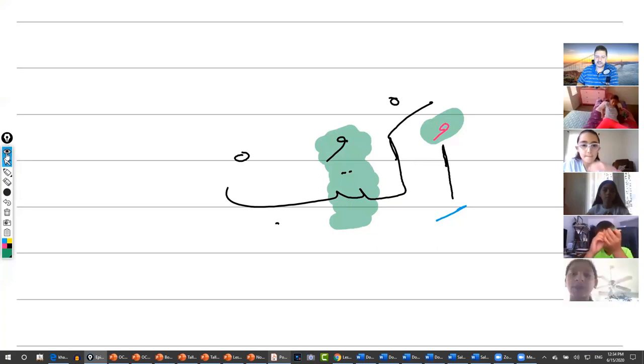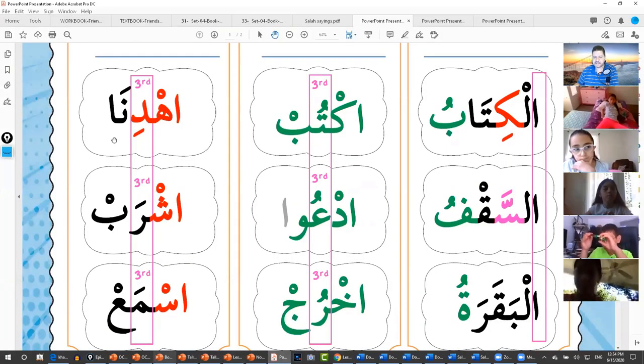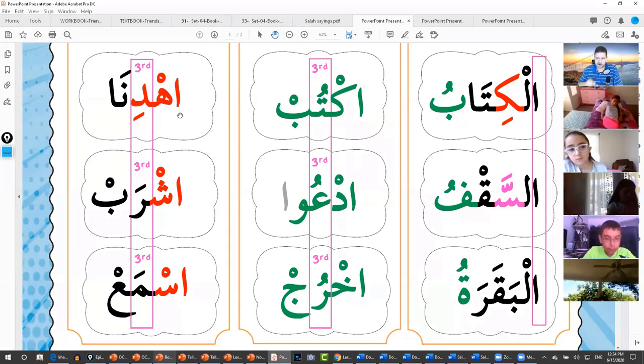If the third letter has kasra or fatha, I say E. So I say ihdina, because the third letter has kasra. Ihdina as-sirat al-mustaqim. If the third letter has fatha or kasra, I say E. Ustad Adil, what if the third letter has fatha? Should I say A? No, because remember, the fatha is already taken by Alif when it is followed by Lam. So if the third letter has fatha or kasra, I say E.